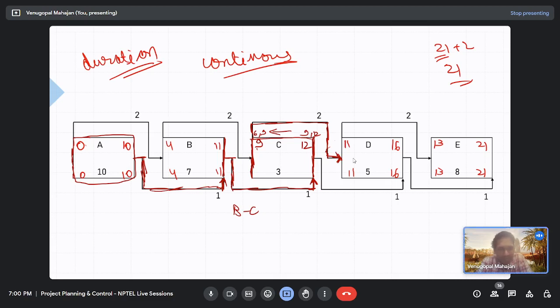Guys, there are only three options. Will the duration remain the same? Will the duration increase or will it decrease? If we change the duration of D, there will be no change. Okay, we are not changing the duration. We are just splitting the activities if possible. So let's try to see it by splitting the activities.